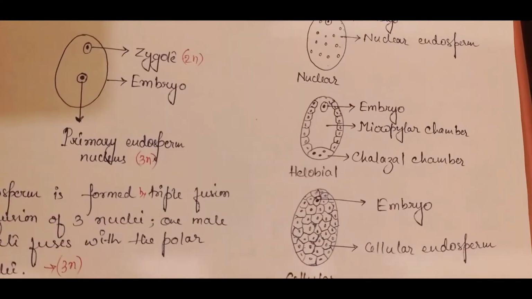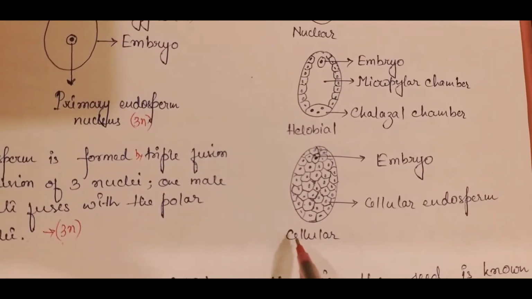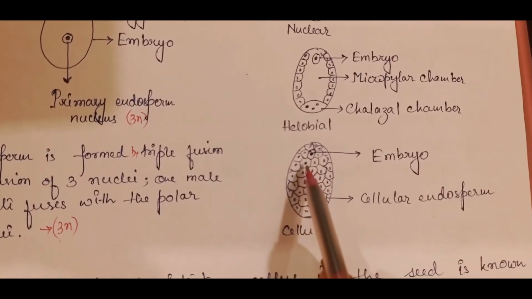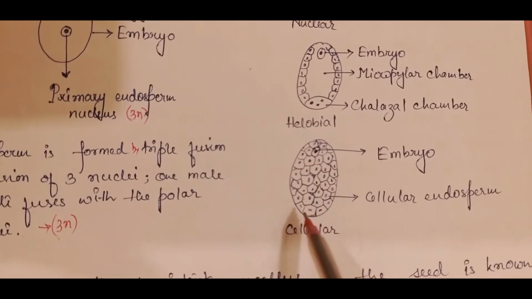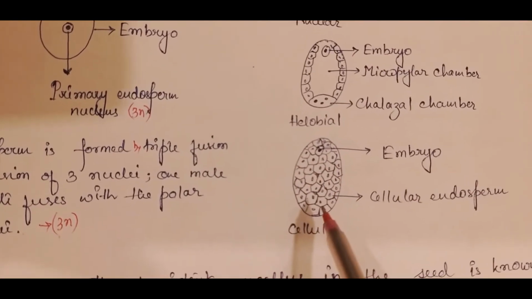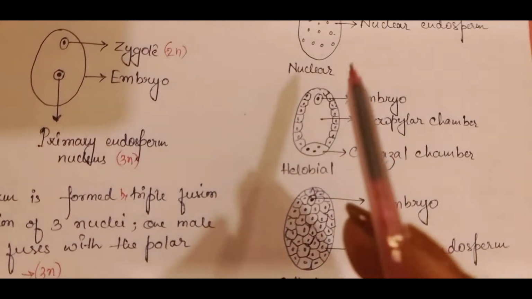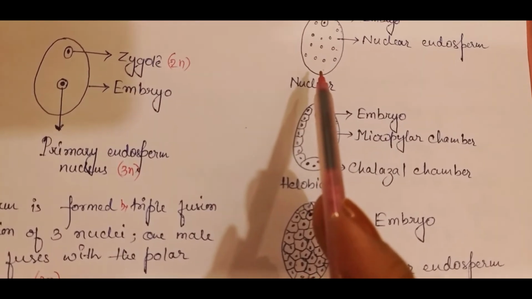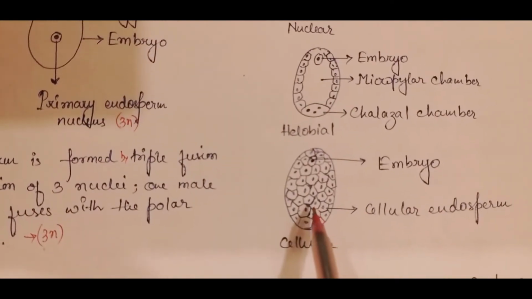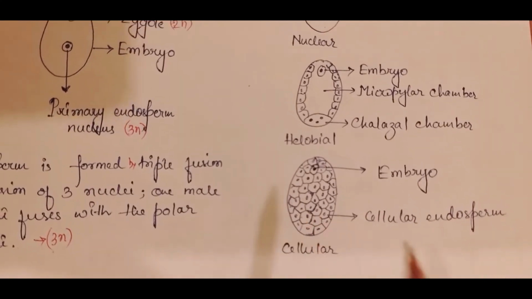Right, now let's take a look into the picture. See, in cellular what is happening? See, the nuclei all have wall around it. All the nuclei here have wall around it. Here see, it is freely suspended. The nuclei are freely suspended here. But here the nuclear division is accompanied by wall formation. Alright.